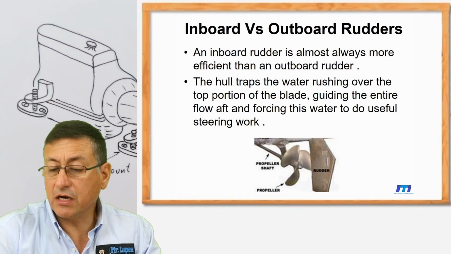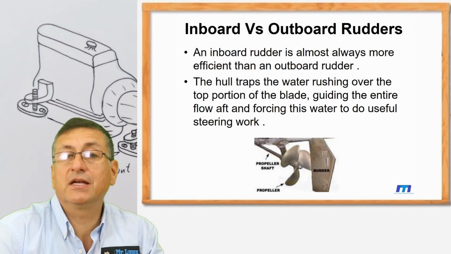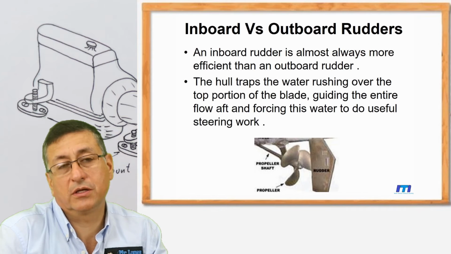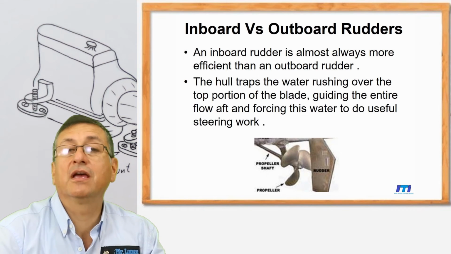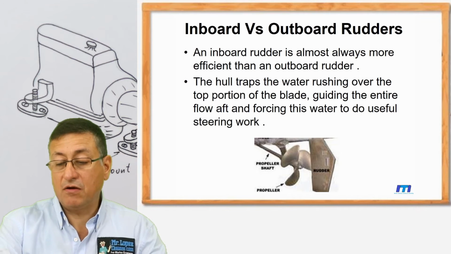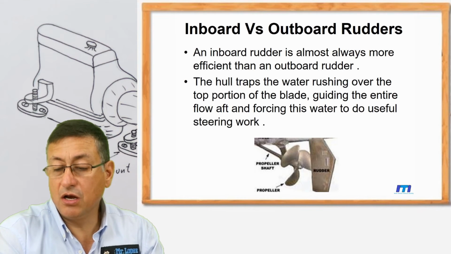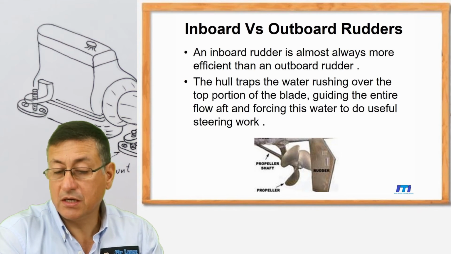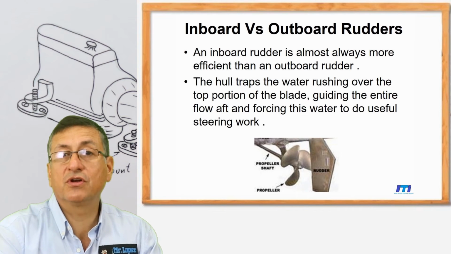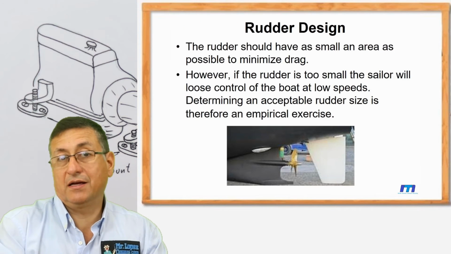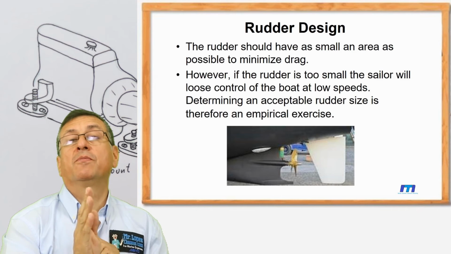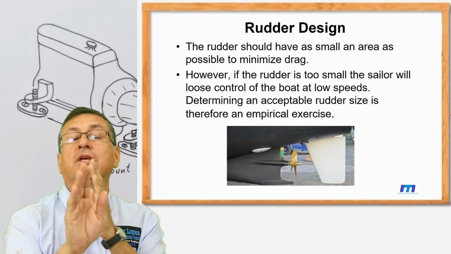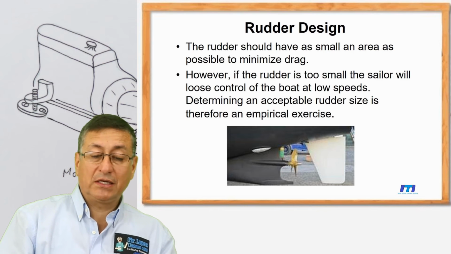An inboard rudder is almost always more efficient than the outboard rudder. Of course, it's highly efficient if the rudder is located behind the hull. The hull traps the water rushing over the top portion of the blade, and after that the rudder receives the flow of the water coming from the propeller and steers the boat in the direction that you want.